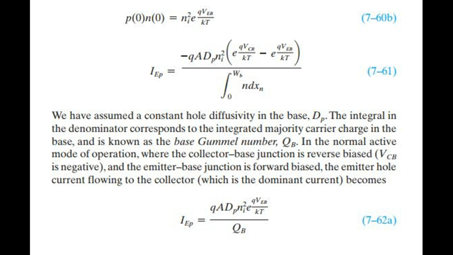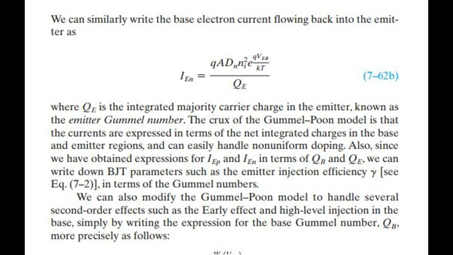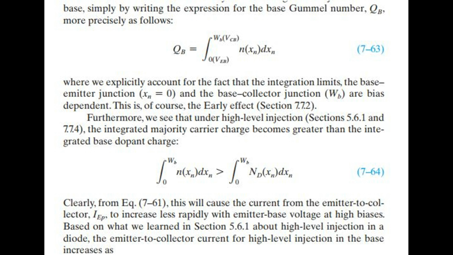We can also modify the Gummel-Poon model to handle several second-order effects such as the Early effect and high-level injection in the base, simply by writing the expression for the base Gummel number, Q_B, more precisely as follows. Where we explicitly account for the fact that the integration limits, the base-emitter junction, x_n equals 0, and the base-collector junction, W_B, are bias dependent. This is, of course, the Early effect, section 7.7.2.